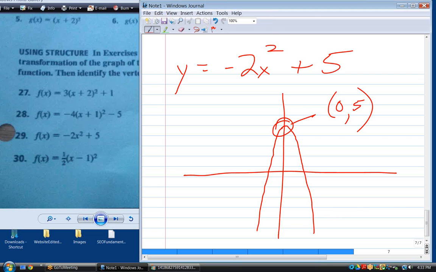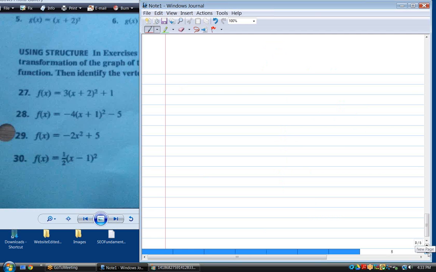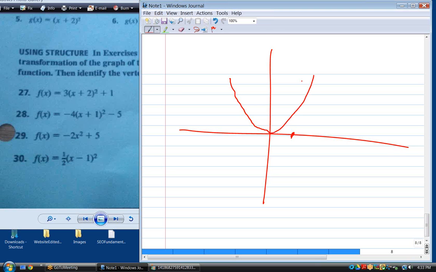Number 30. Where's the vertex? The vertex is just (1, 0). What two transformations are happening to our original function? In other words, if this is our original function here, what two things are happening? It's moved right 1, and then it's a vertical shrink by 1/2, which flattens it.